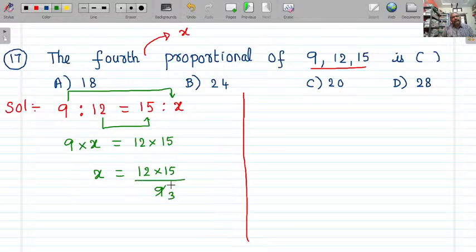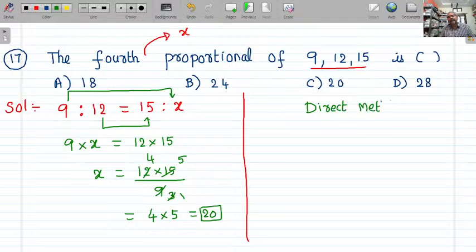3 3s are 9, 3 5s are 15, and 3 1s are 3. So option C, wonderful. 3 1s are 3, 3 4s are 12. So 4 into 5, the answer is 20. Absolutely correct. Now let us perform the direct method.